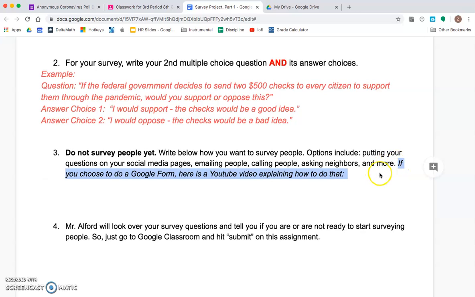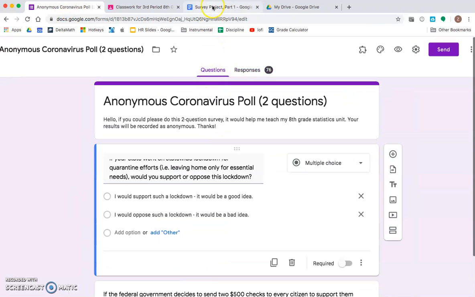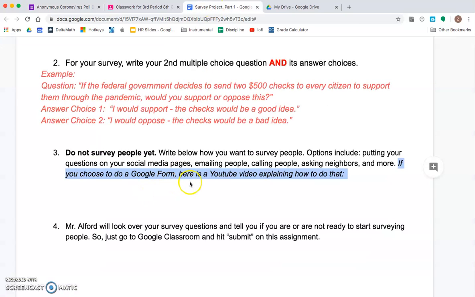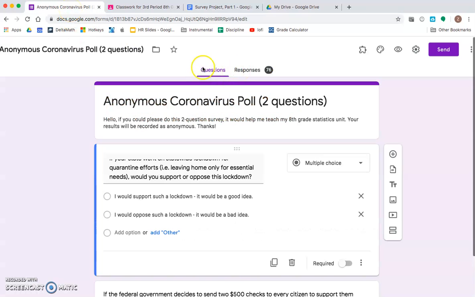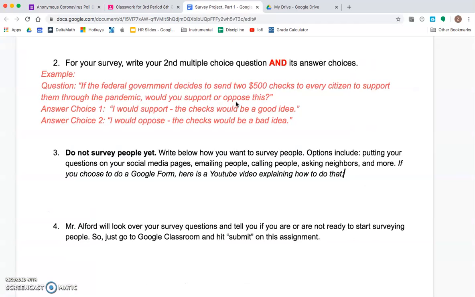If you choose to do a Google form, which is what I did actually, this platform right here is called a Google form. If you choose to do a Google form, here is a YouTube video explaining how to do that. And right here, I'm going to put another YouTube video link that explains how to set up a Google form. That is my recommendation for doing a survey that most efficiently collects your answers. So I'll have that link for you here.